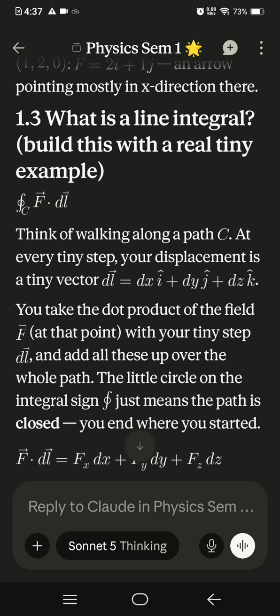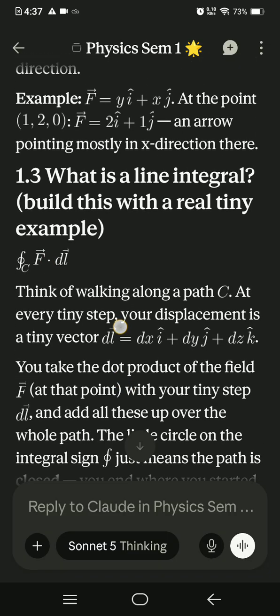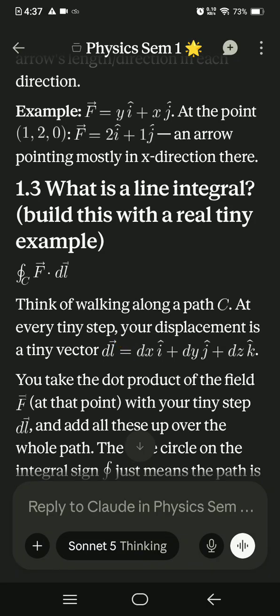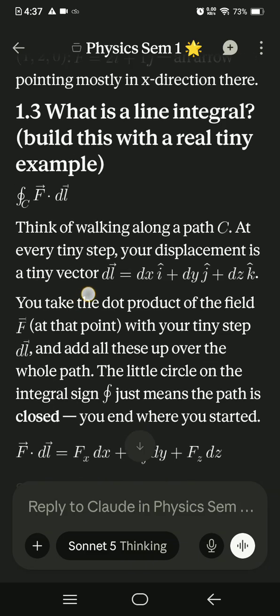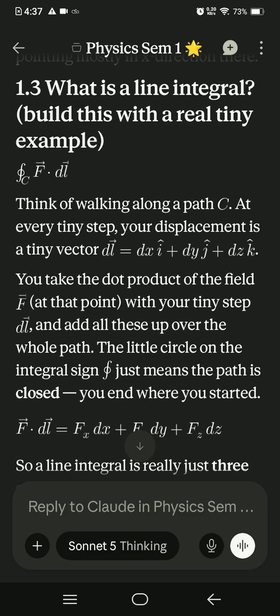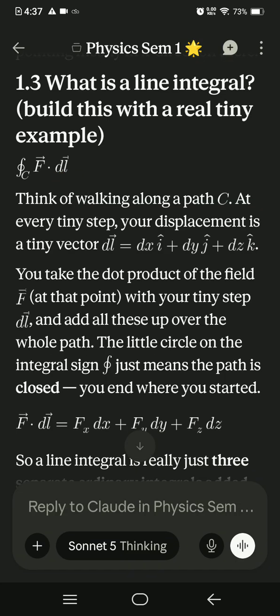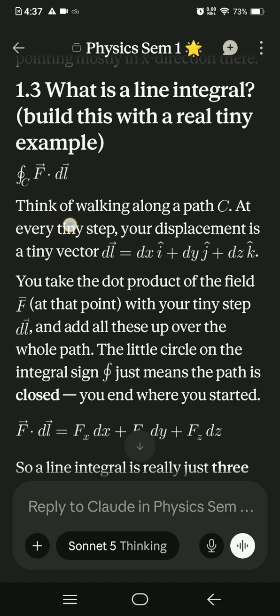Okay, so what is a line integral? Build this with a real tiny example. So we have this closed integral. This C, what is this C? Think of walking along a path C. Okay, so this is a closed path C and we are integrating along that path, integrating vector field.